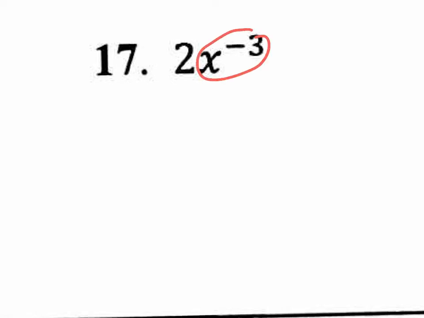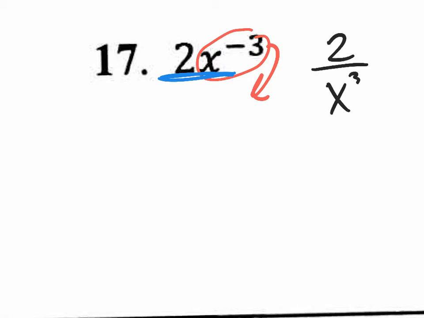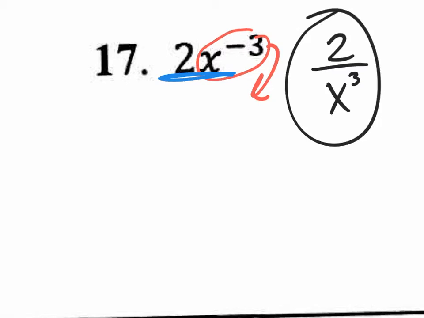You take that value that has a negative exponent, you move it down to the other side, make it a fraction. So the 2 does not have a negative exponent. The 2 is going to stay right up there. The x to the negative third moves down and it becomes x to the positive third. There's your answer.